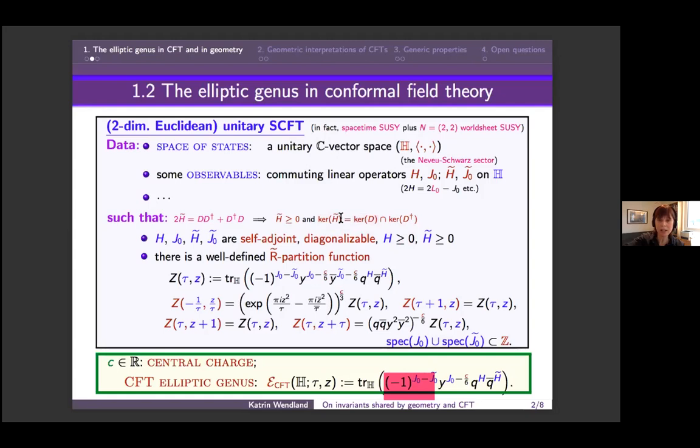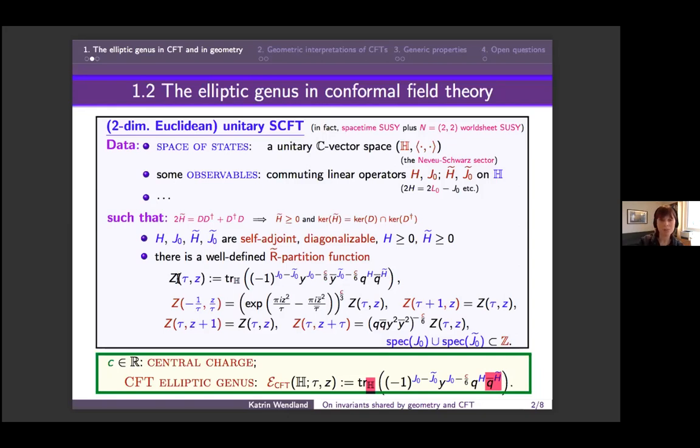So actually, in this trace here, we're reduced from the trace taken over H to the trace taken over the kernel of H tilde. This contribution q bar to the H tilde is actually a multiplication by the number one. So the whole expression doesn't see any q bar contributions, it's actually, that one has to prove, it's holomorphic in tau.